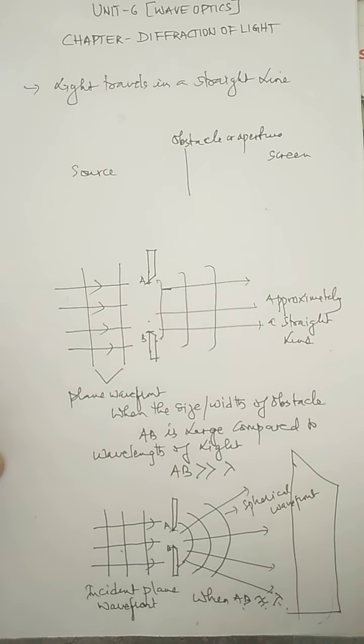So children, remember this: diffraction is simply the bending of light around the corner of an obstacle or aperture when the size of the aperture is comparable to the wavelength of light. That's why the diffraction phenomenon cannot be observed under all conditions. So there are certain conditions for diffraction of light, and that condition I will also discuss in the next YouTube video with the help of the diffraction pattern formed on the screen.